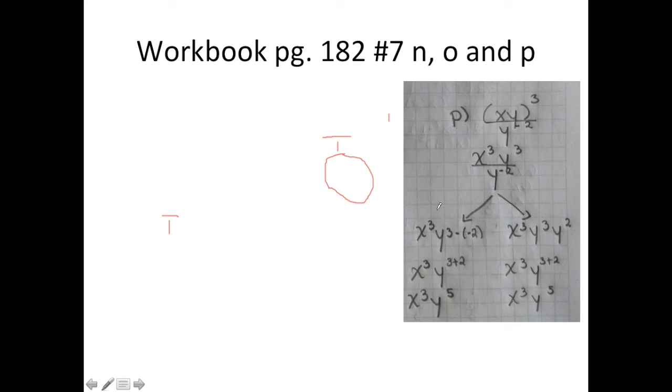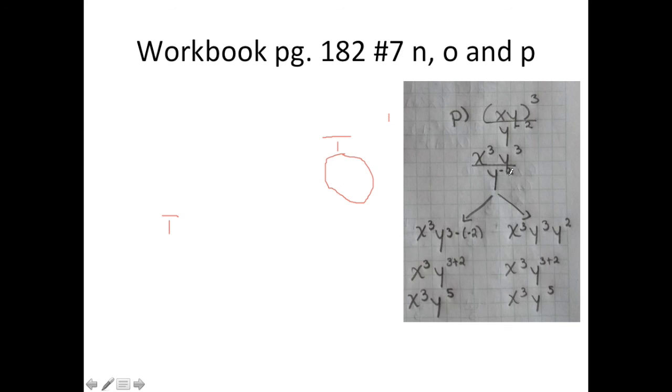I would have x cubed and then y and then 3 minus 2, because that's what the rule says. If they're dividing, I would have to do a subtraction. When I do that, then you have 3 minus negative 2, which is really 3 plus 2, and that would end up giving me x cubed, which multiplies y to the 5th.